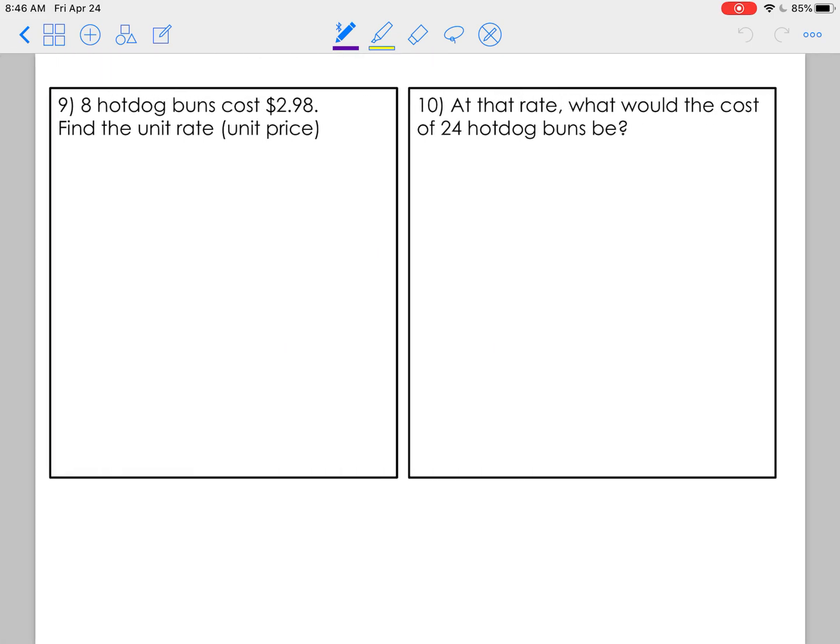These are pretty easy. Number 9 is our unit price question. So if you remember correctly, we're going to write the rate in words. We're going to write our division problem, but then we can use our calculator to help us solve. So for number 9, it says 8 hot dog buns cost $2.98, and it wants us to find the unit rate. So we're going to write our rate in words first. We want our price per bun, because that's what we're looking for, the cost of one individual bun.